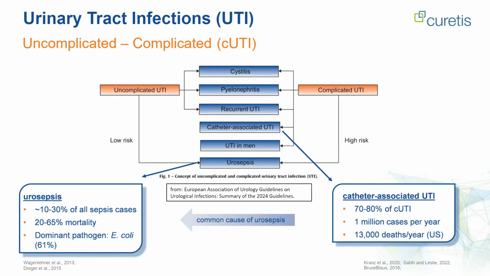Complicated UTI has a higher risk of leading to urosepsis. Sepsis and the associated inflammatory response can lead to multiple organ failure and death. Urosepsis accounts for 9 to 31% of all sepsis cases and has a mortality of 20 to 65%. E. coli accounts for about 61% of urosepsis cases.